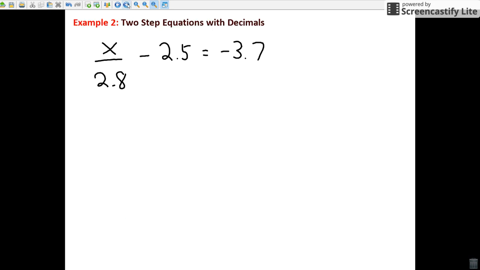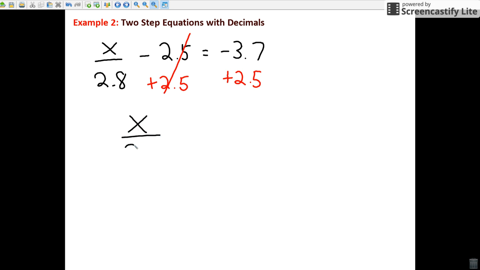Our next question, x divided by 2.8 minus 2.5 equals negative 3.7. The fact that there are decimals doesn't change anything. We treat the question exactly the same. The first step is going to be to eliminate the 2.5. This is minus 2.5, so the opposite is to add 2.5 to both sides. So they cancel.